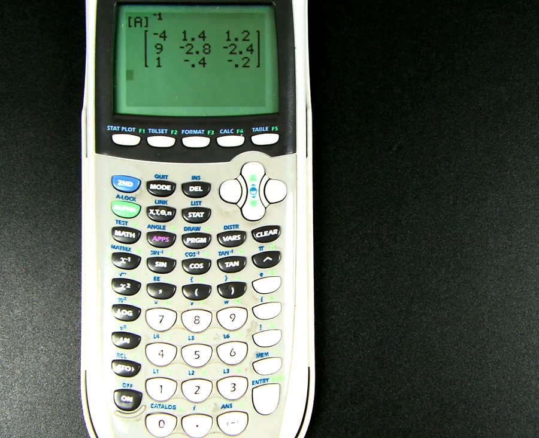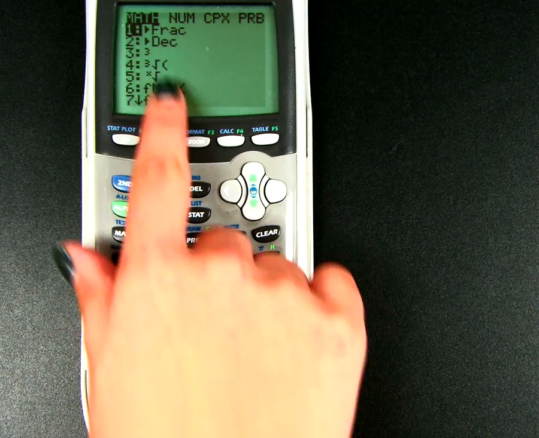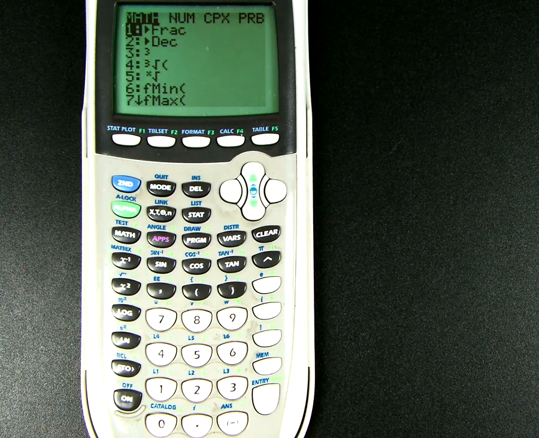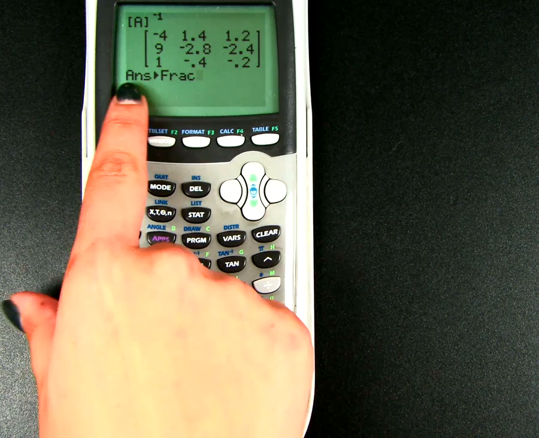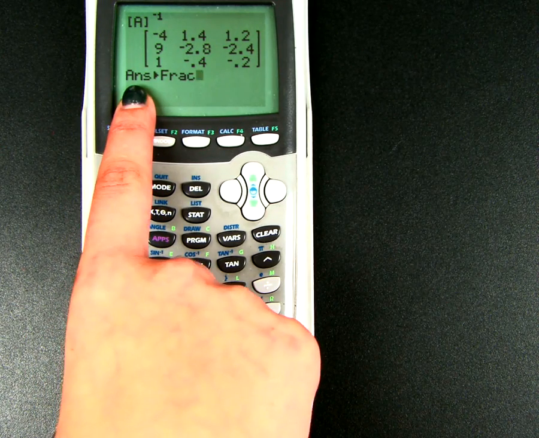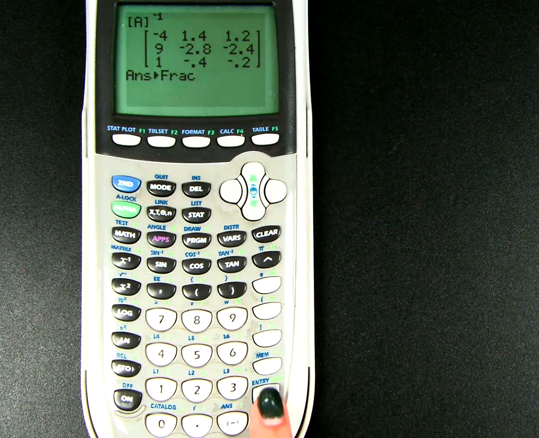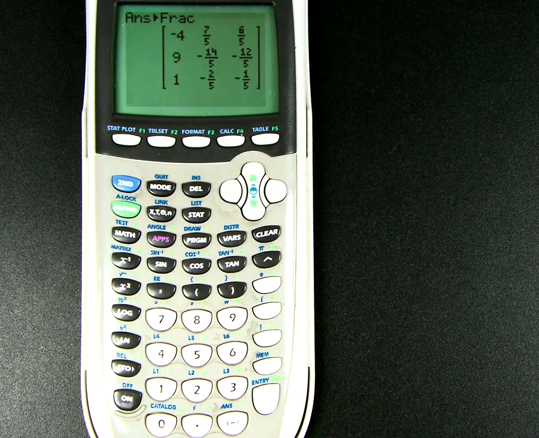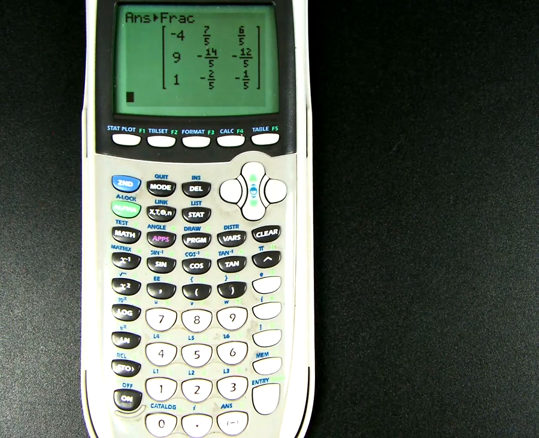So if we want fractions instead, we can change them to fractions, and our calculator will do that for us. So I'm going to press the math key, and then this FRAC, that stands for fraction, so I'm going to select that. So again, looking at our calculator, ANS stands for previous answer, and then we're going to change it to a fraction. So I'm going to press enter to tell my calculator to do that. Okay. And it switched them all to fractions for us. So for the inverse, we would just copy down this matrix onto our piece of paper.